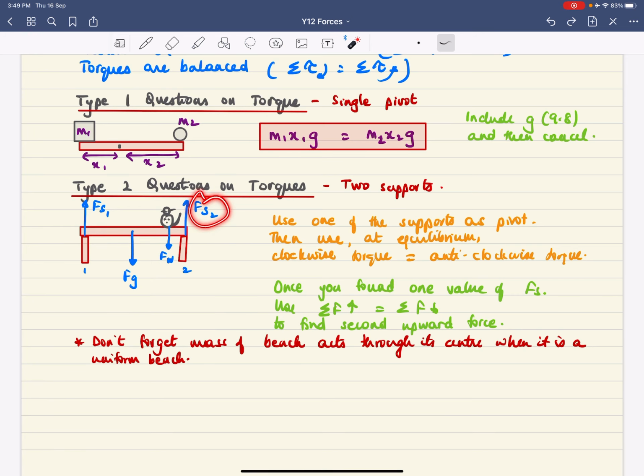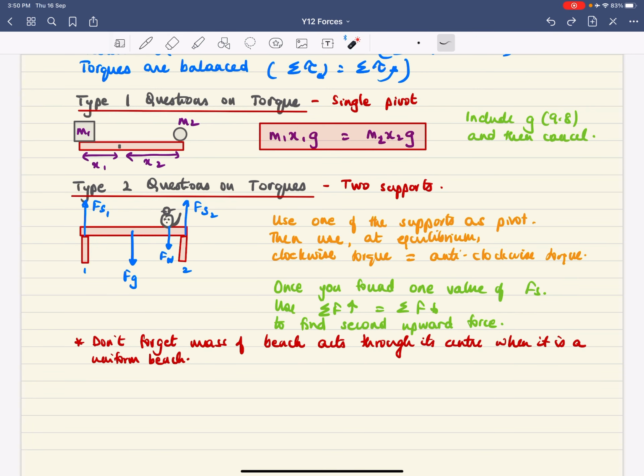And once you find that, in order to find this, you just use the total force downwards equals total force upwards to find that unknown. And then often, don't forget to include the mass of the bench, which acts through the center in this one too. This one I assume doesn't have any mass, so that's why I didn't include it. But if it has mass, remember to include that.